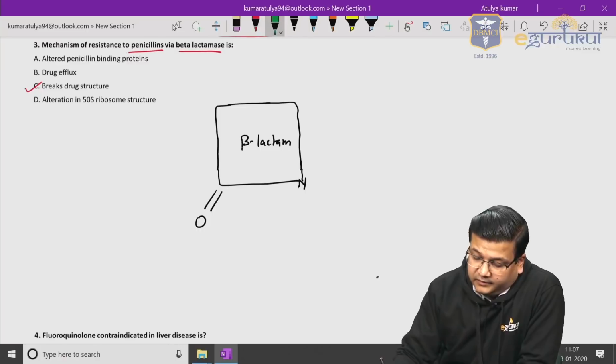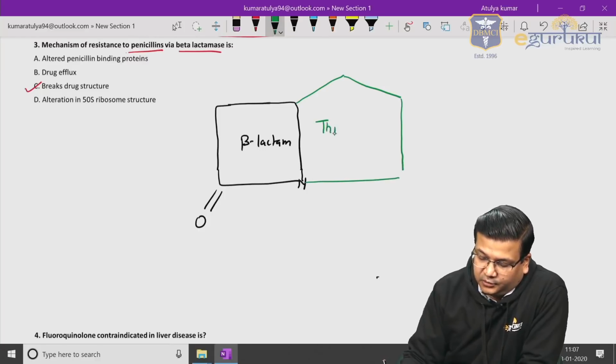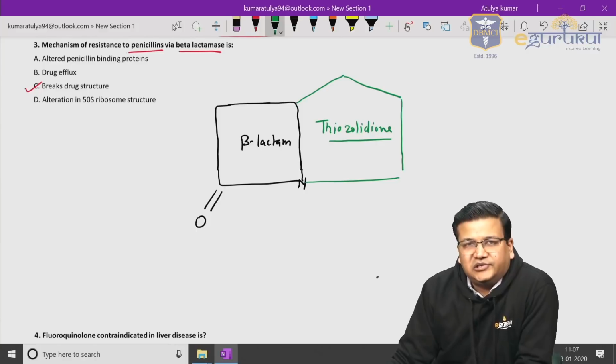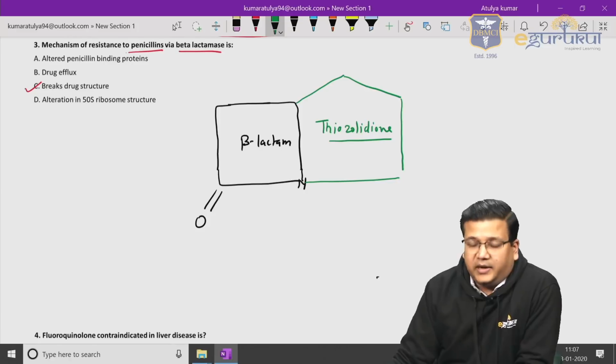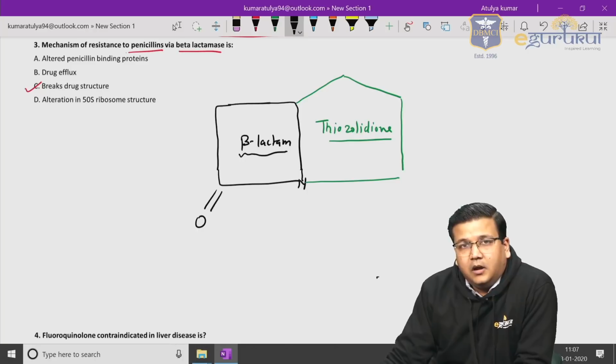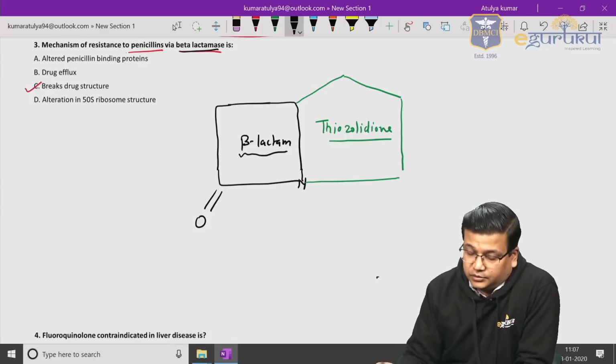Now along with that, there can be an adjacent 5-membered ring attached to it, which can be called a thiazolidine ring. Now this ring may be present in penicillins, cephalosporins and carbapenems, but this thiazolidine ring is not present in monobactam. But we don't know the significance of this ring, so let's not focus on that. So any drug which has a beta lactam ring is a beta lactam antibiotic. Now what you are asked is that beta lactamase will break open this ring, so that we understand.